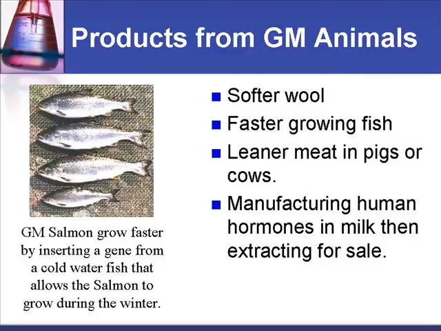Some of the products that are already on the market from genetically modified animals would include softer wool, faster growing fish, so that farm fish can grow faster and we can get them to market quicker, leaner meat in pigs or cows, so that'd be healthier meat, and manufacturing human hormones in milk rather than extracting them for sale.